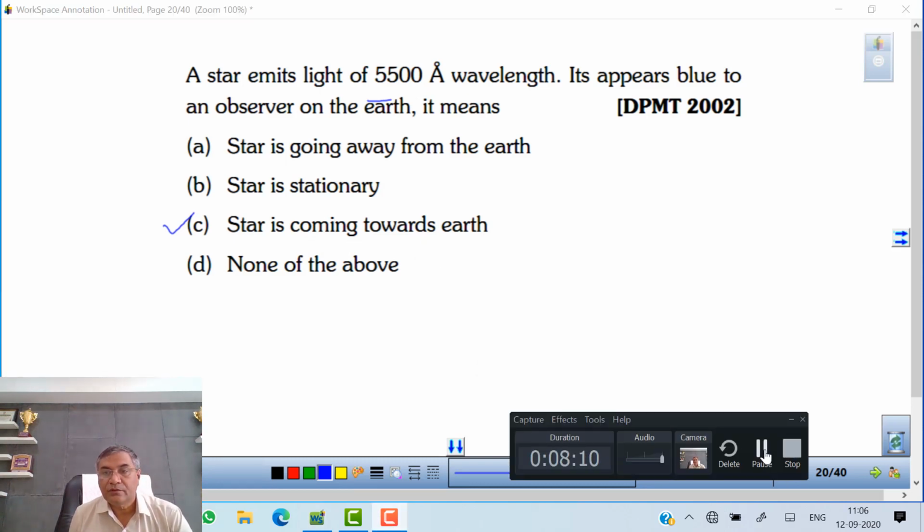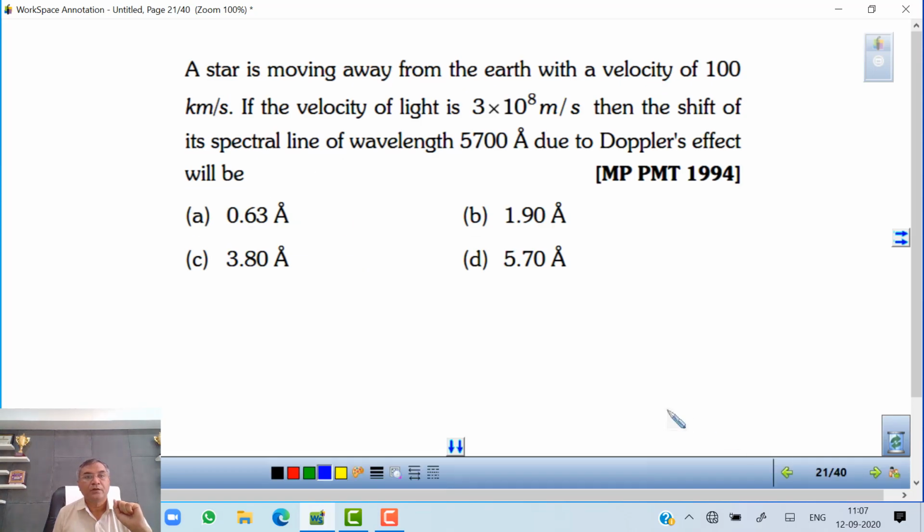Okay, a star is moving away from the earth with velocity this much. So this is the velocity V, you are converting to meter per second. This is the velocity of light, C. Then the shift in the spectral line due to the Doppler effect will be, so it's very simple, delta lambda upon lambda is equal to V radial upon C.